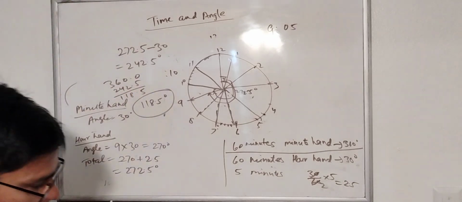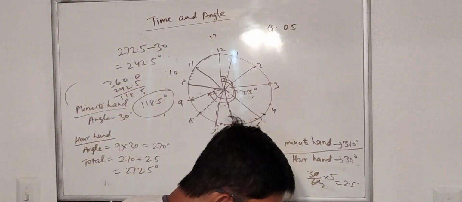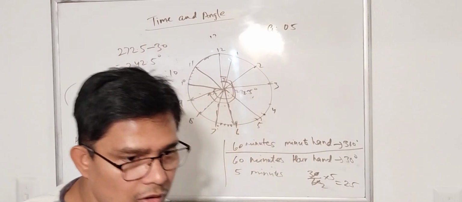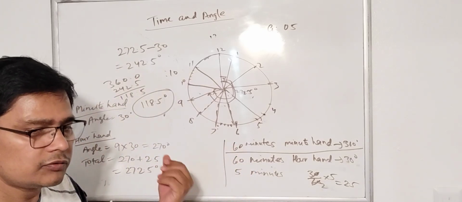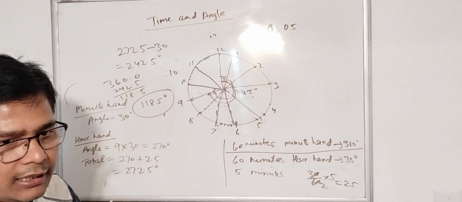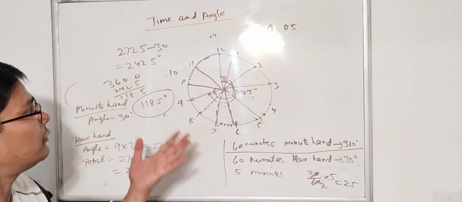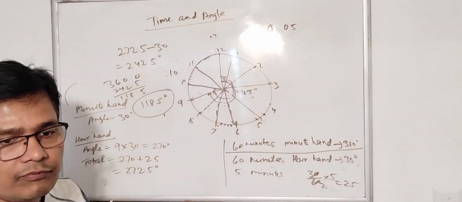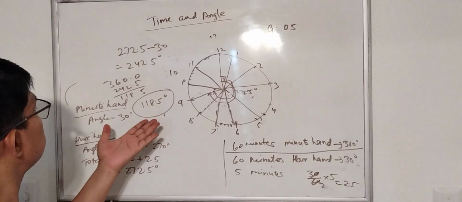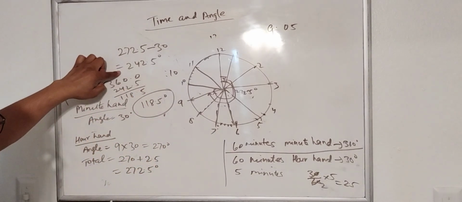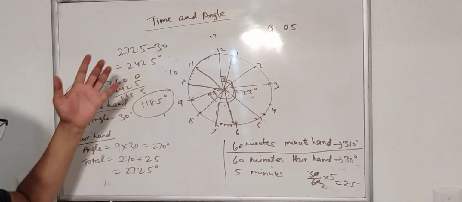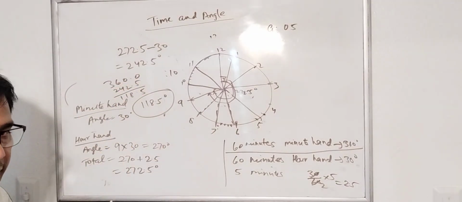So a question may ask you to find the bigger angle or the smaller angle, or it may ask you to find the angle in the clockwise or anti-clockwise direction. Usually it asks you to find the smaller angle between the minute hand and hour hand for this time, or to find the larger angle. So if you found the bigger angle, 242.5, you can then subtract from 360 to get the smaller angle.